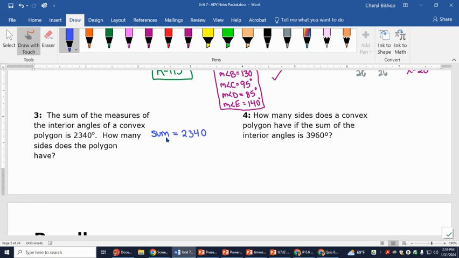I have a formula for the sum. To find the sum, I do n minus 2 times 180. That gives me 2340. I'm trying to figure out what n is. How many sides does this have? What is the number of sides, right? That's what n is, the number of sides. So I have this n minus 2 being multiplied by 180. So the first thing I have to do is get rid of this multiplying by 180 by dividing it out.